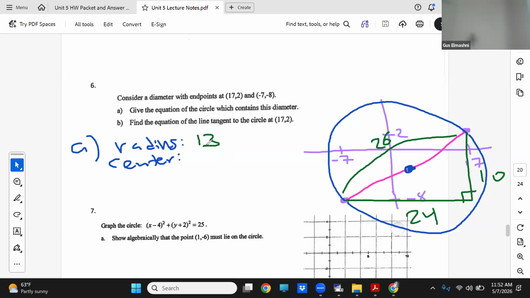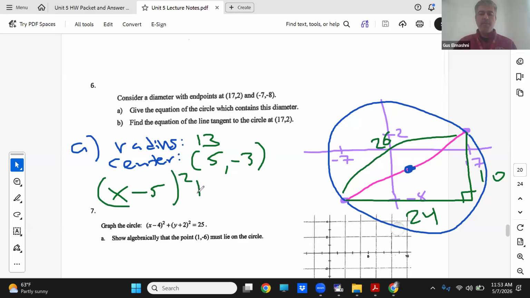Think about the other side. -8 to 2, that's a length of 10. Half of 10 is 5. What's 5 away from 2 if you go down? You take 5 away from 2. -3. There you go. Now you have that information. Do that: (x - 5)^2 + (y + 3)^2 = 13^2, which is 169.